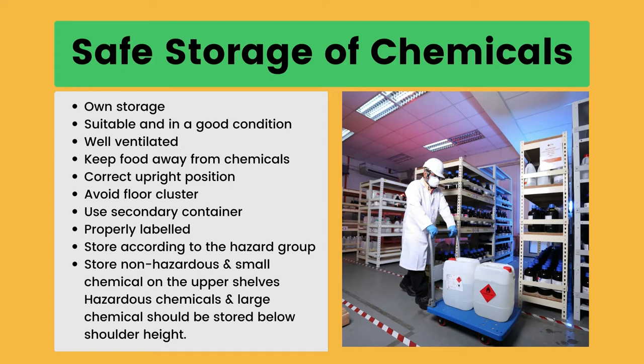Use secondary containers, properly labeled according to the contents. Store according to the hazard and compatibility group. Lastly, store non-hazardous and small chemicals on the upper shelves. Hazardous chemicals and large chemicals should be stored below shoulder height.